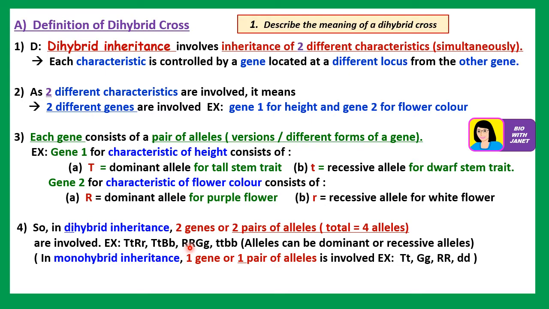But for this genotype, big R, big R, small r, so it could be homozygous dominant for one characteristic, and heterozygous for the other characteristic. Okay, so alleles can be dominant or recessive alleles. Compare with monohybrid inheritance, only one gene or one pair of alleles is involved. So, for example, big T, small t, big G, small g, big R, small r, small d, small d. So only one pair of alleles or two alleles are involved. Okay.